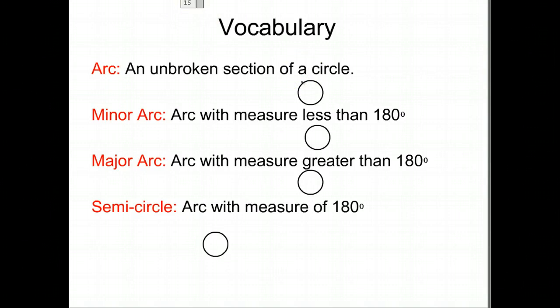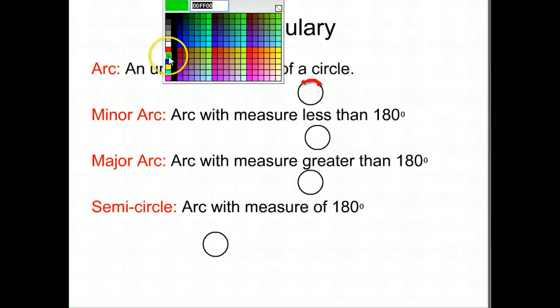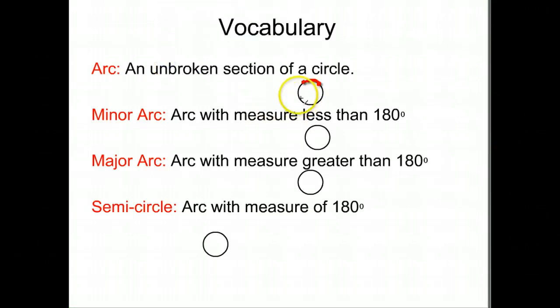Let me get a different color here so it stands out. So it's any, again, any unbroken section of the circle. Now notice it's not the piece of pie, but it's the crust on the edge of the piece of pie, if you were thinking about pie, for instance. Okay, so that would be an example of an arc.